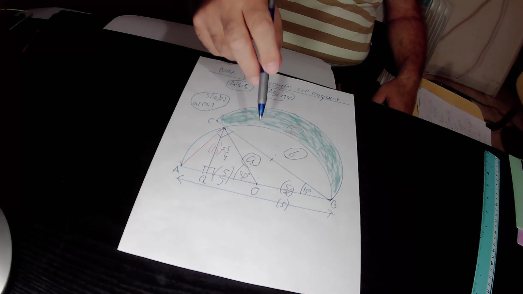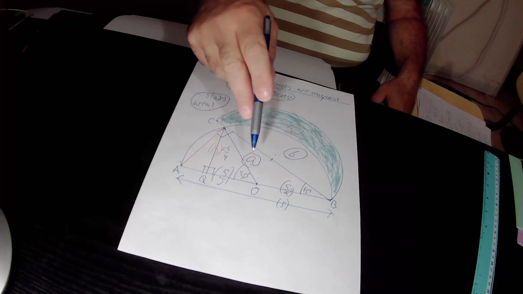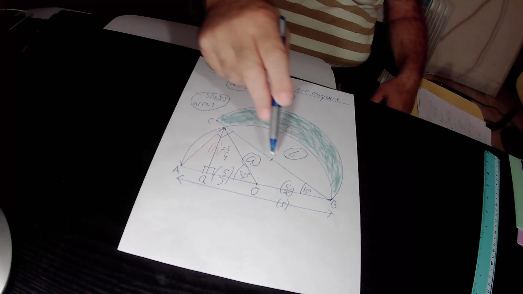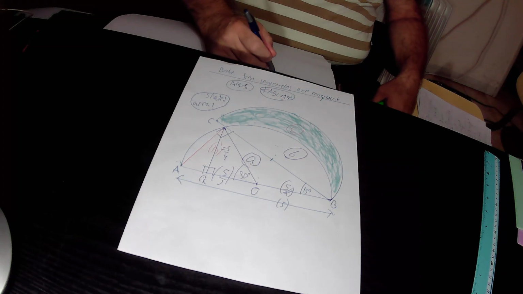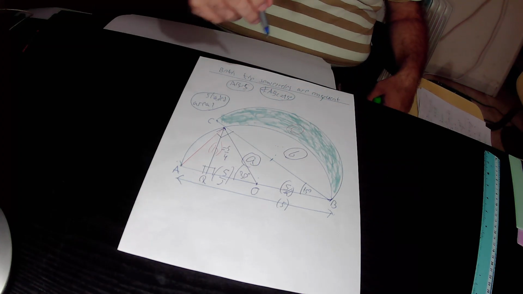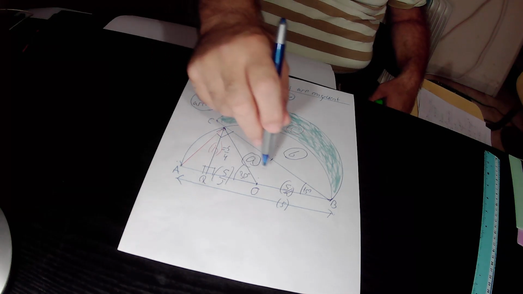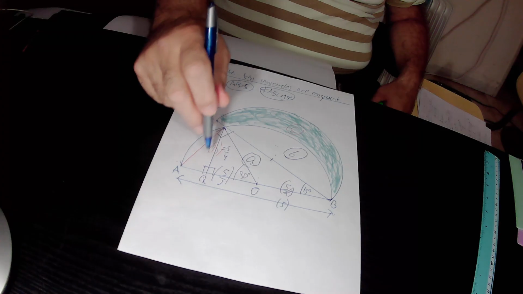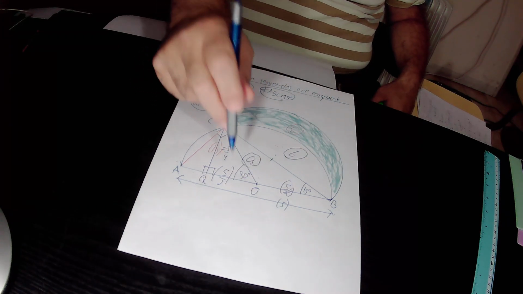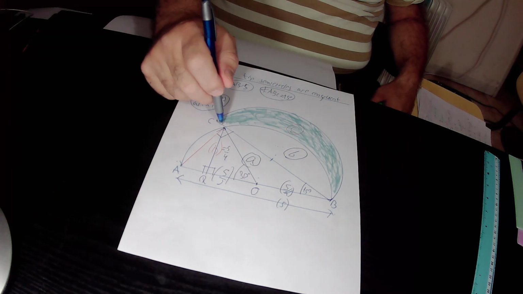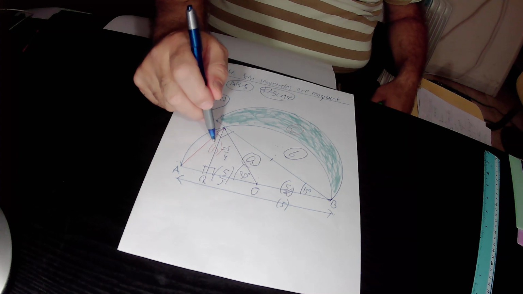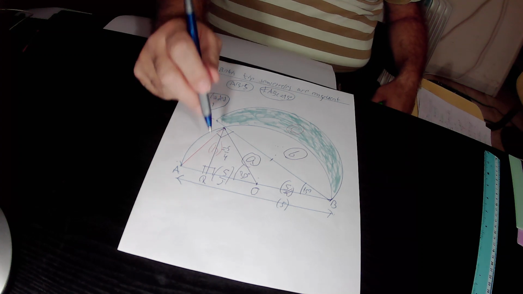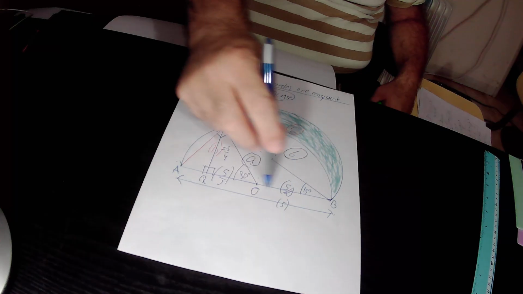We choose the base as OB. OB is the radius of this semicircle, so the area of this triangle COB equals the base OB times the height to the base. The height to the base must create 90 degrees with the base OB. And indeed, PQ creates 90 degrees with the base BO, and PQ equals H. So the height is H.